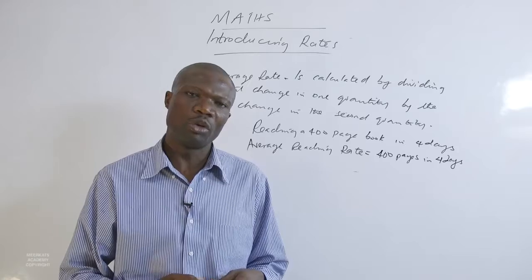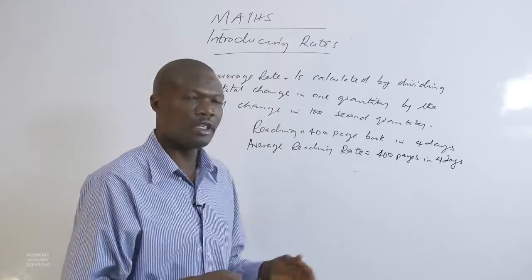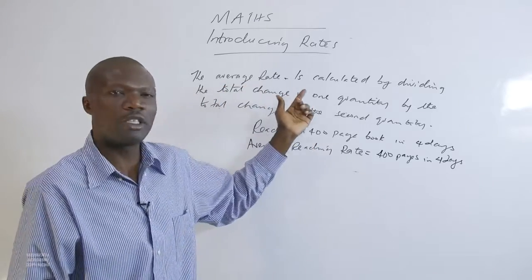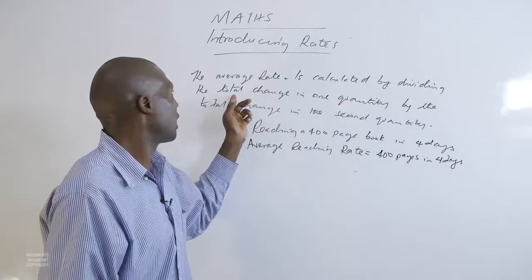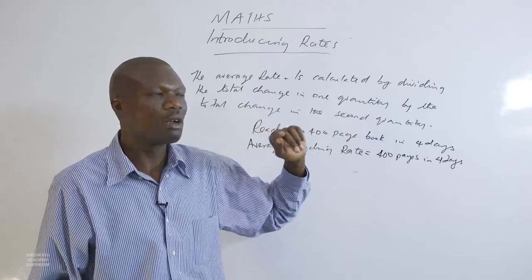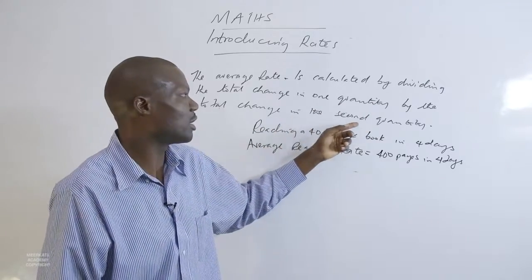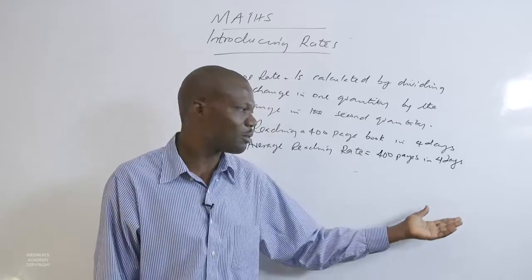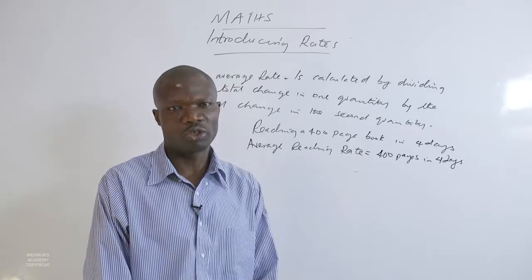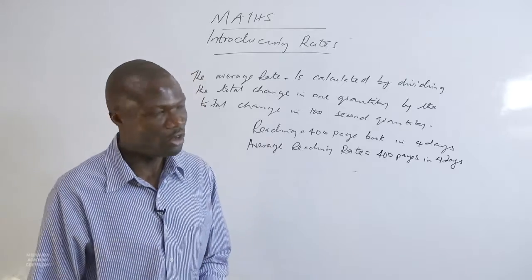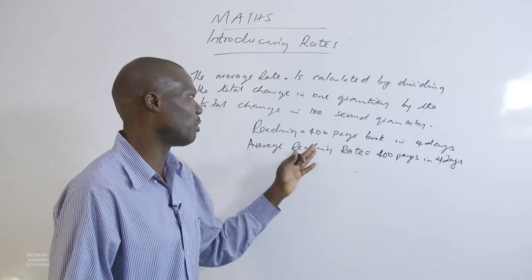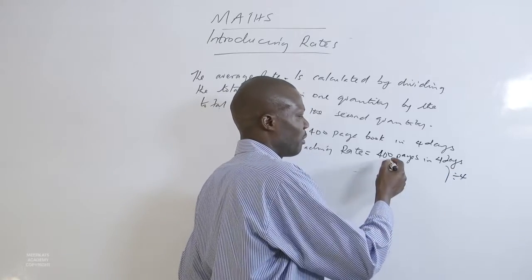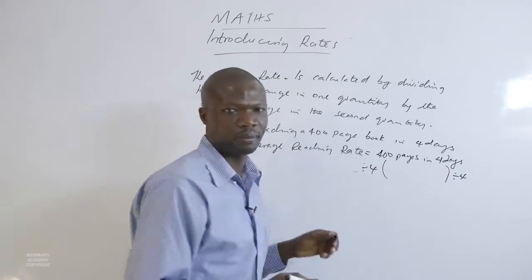So here, when we talk about average reading rate, I want to take you back to our definition that the average rate is calculated by dividing a total change in one quantity by the total change in the second quantity. What is the total change in the second quantity? You see, it is a total of 4. That is what we are going to divide by to get the average reading rate. So you'll divide this one by 4 and divide the pages also by 4.